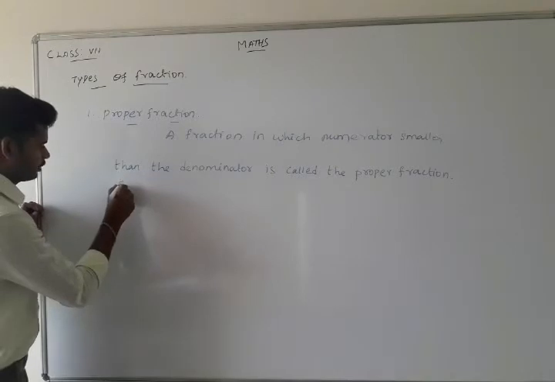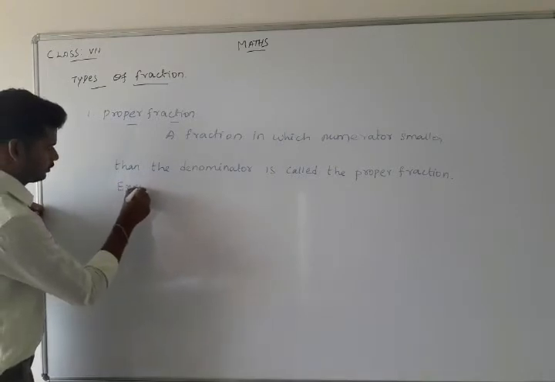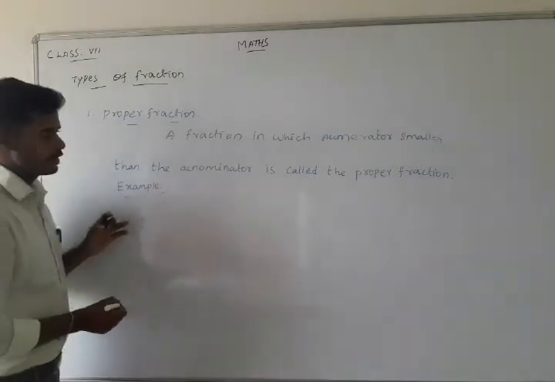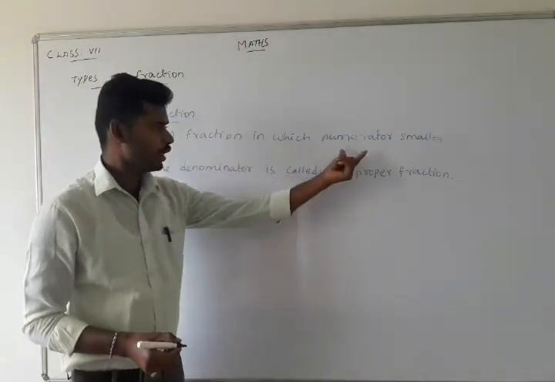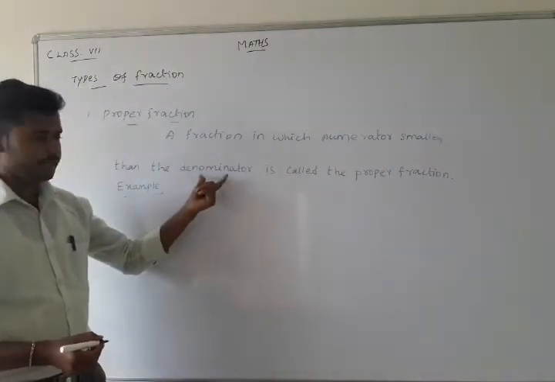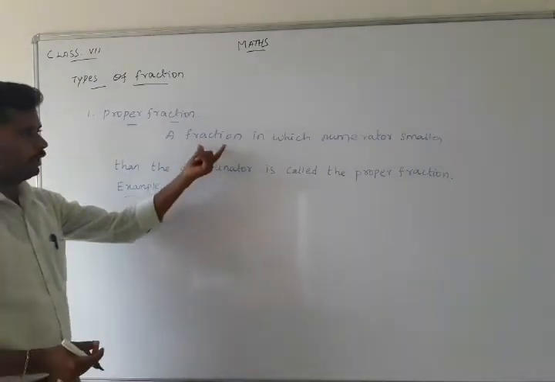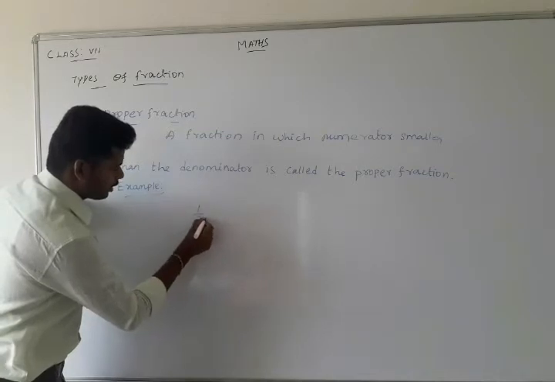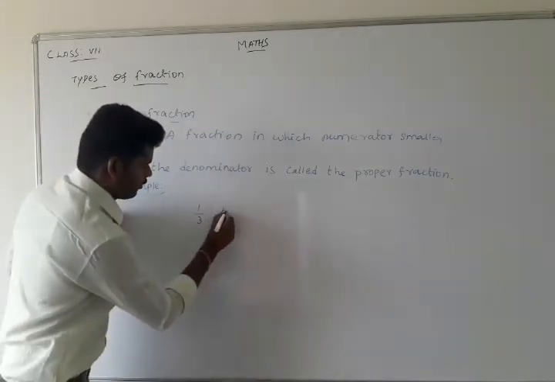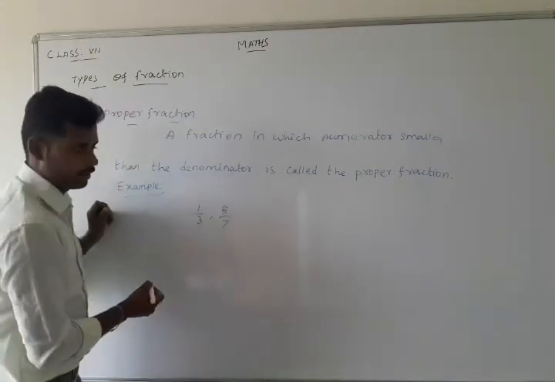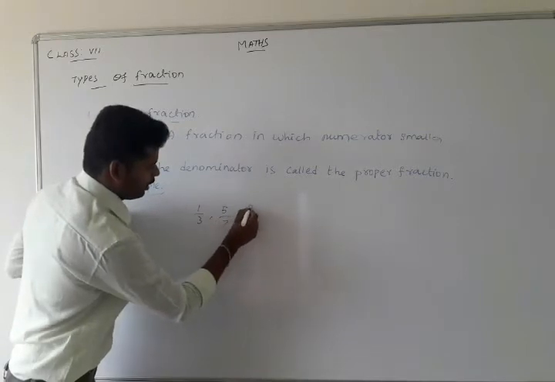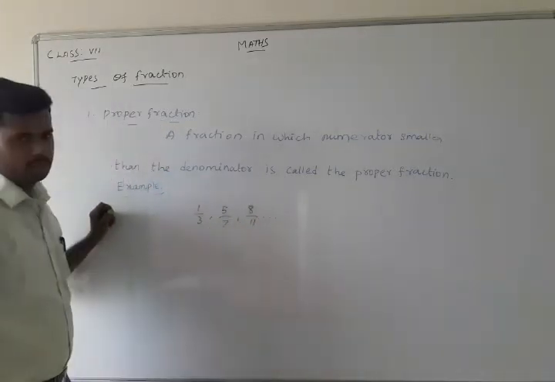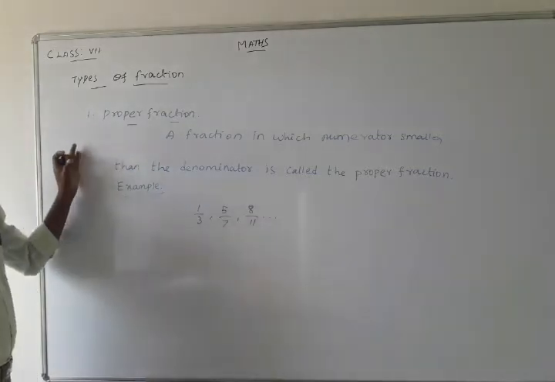Example: a fraction in which the numerator is smaller than the denominator. So the numerator value is smaller: 1 by 3, 5 by 7, 8 by 11, etc. This is for proper fraction.